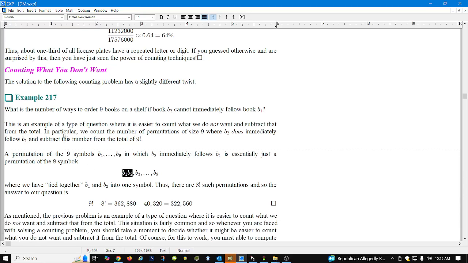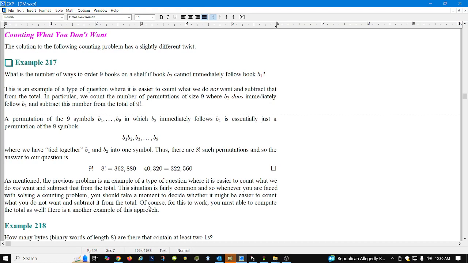So the answer to this problem is the total number of permutations, 9 factorial, minus the 8 factorial permutations we don't want. And when you do the calculations here, you get 322,560. So this is much easier than trying to compute directly the number of ways to order 9 books if B2 can't immediately follow B1.